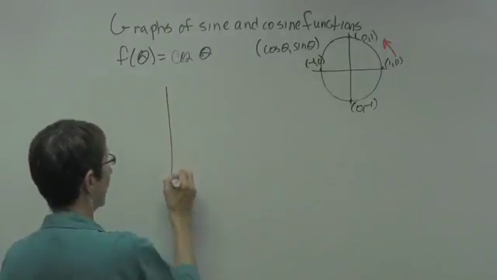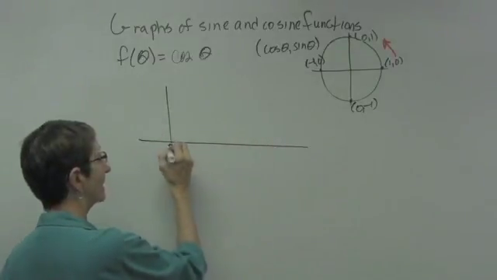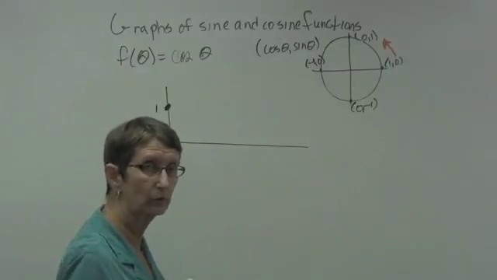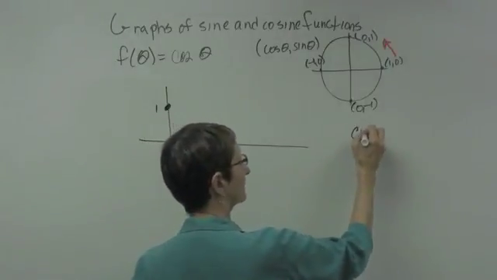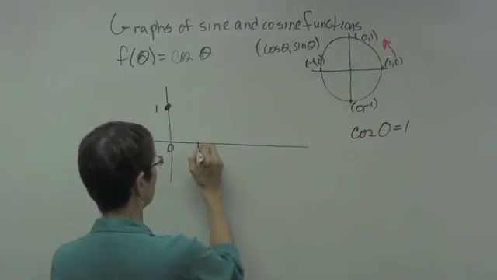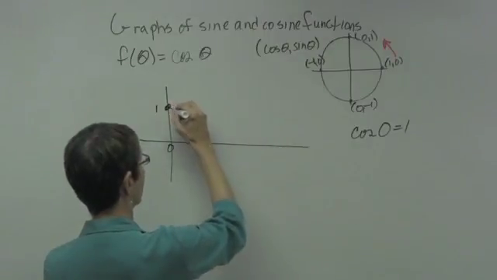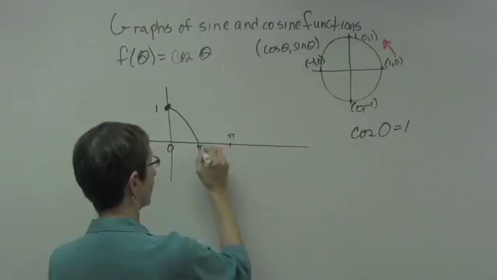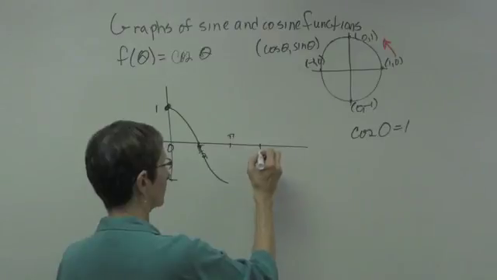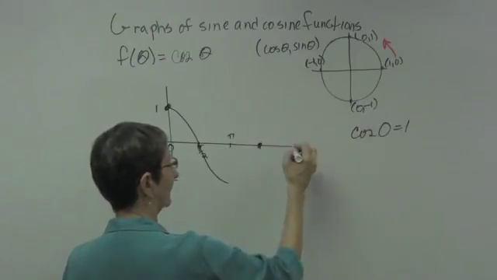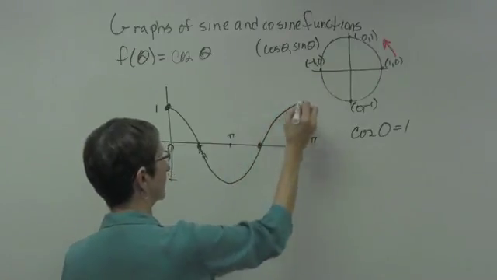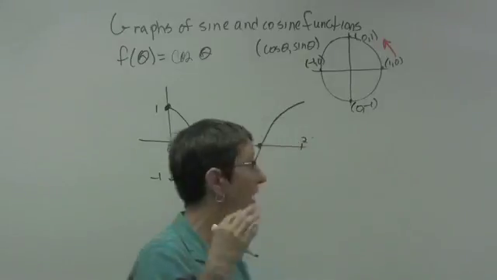But when you think about it on an axis, at theta equal to 0, I already have the cosine of 0 equal to 1. So if cosine of 0 is equal to 1, it starts up here. And then at pi over 2, it's down to 0. And at pi, the cosine is negative 1. 3 pi over 2, I'm back to 0 for cosine. And then at 2 pi, I am up at 1. So that would be one period of the cosine function.